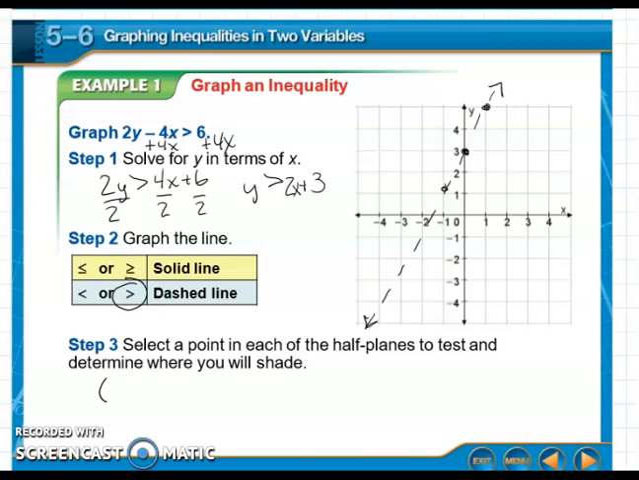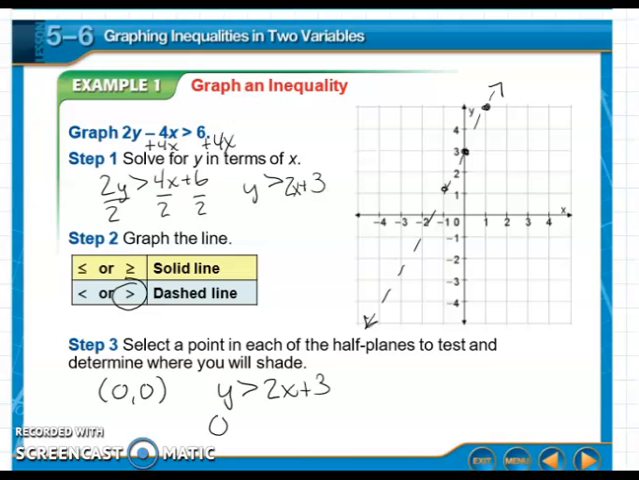Well, the easiest way is to pick a test point. If 0, 0 is available on either side of it, so the boundary line isn't crossing it, 0, 0 is a great test point. We're going to stick it into the inequality. You can stick it into either the original one or the y equals mx plus b format. So I'm going to put it into this.